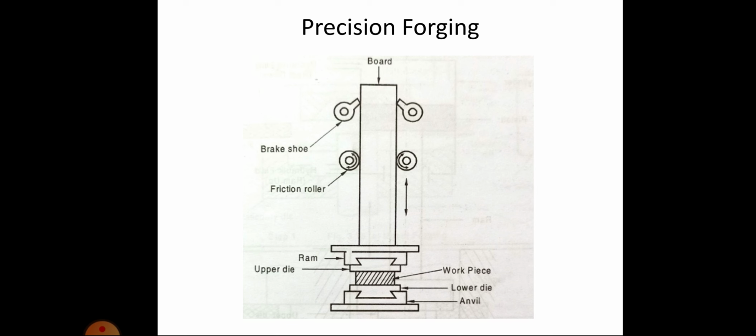Closed die forging are of three types, that is drop forging, press forging, and upset machine forging. In this diagram, the workpiece is held in between two dies, that is a lower die and an upper die, and impressions are there in both the dies.